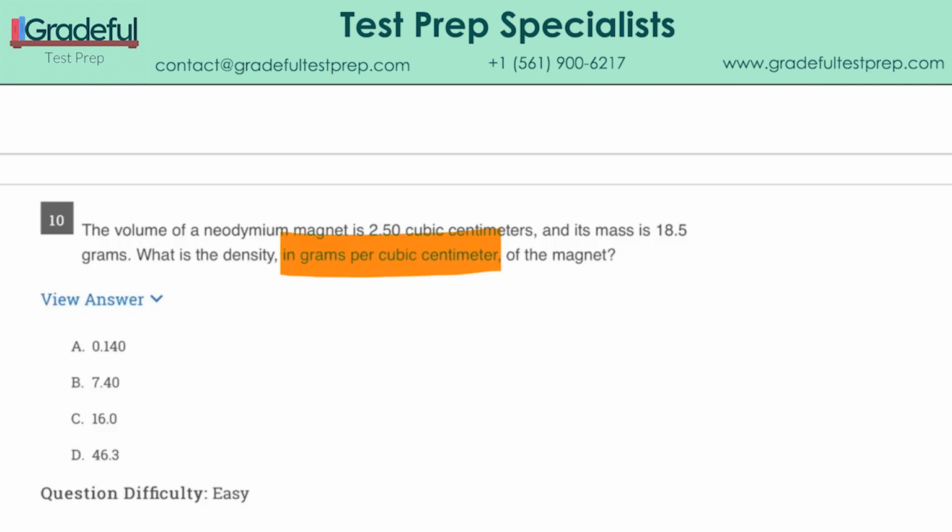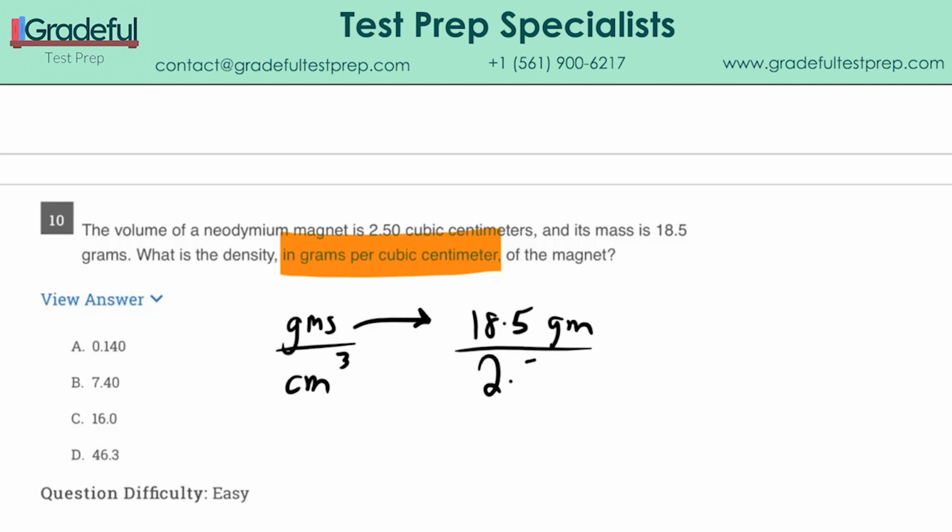Question number 10 is one of the many questions where the given units are actually your instructions, and a lot of people don't realize that. Here, we're being asked to take the number of grams and put them over the number of cubic centimeters. Well, the number of grams is 18.5, and the number of cubic centimeters is 2.5, and so now all we have to do is just divide those two numbers.